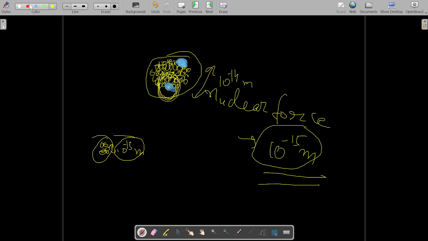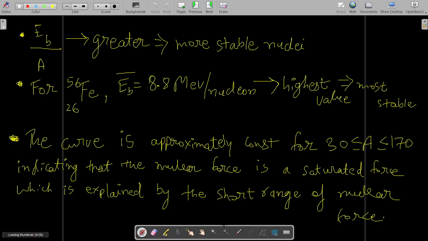Okay, the attractive nuclear force will act over this area only. So attraction will be in this area only. So this area will instead experience repulsive interaction because of electrostatic force. Okay, so nuclear force is a short range force. So that's why the thing is like that.